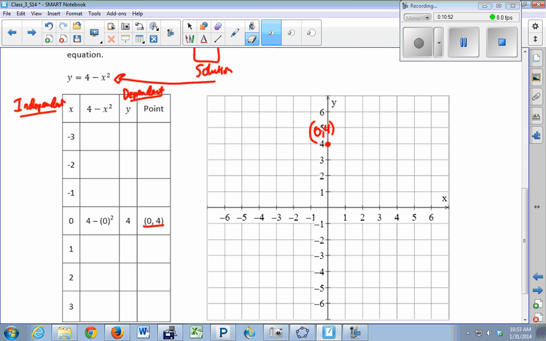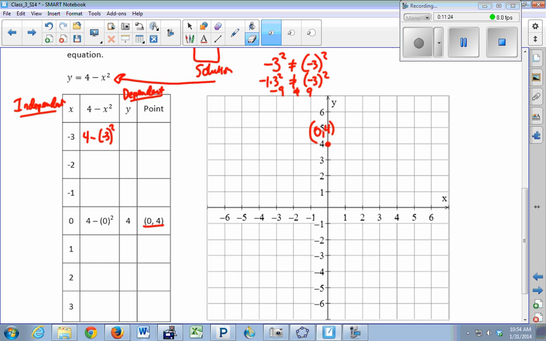Okay? And I can do the same thing here. 4 take away negative 3 squared. I want to note something for you folks. Whenever you are raising a negative number to an even power, you must put it in parentheses, because negative 3 squared does not equal the quantity negative 3 squared, the number. This says the opposite. This really says this. So this is negative 9 and this is positive 9.